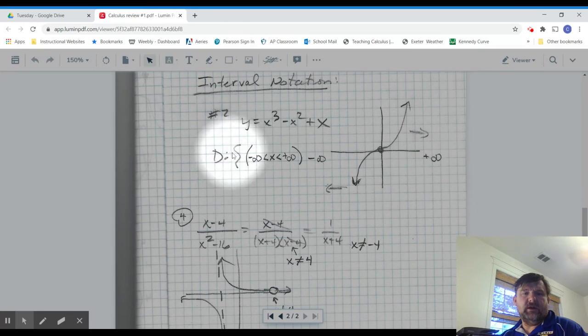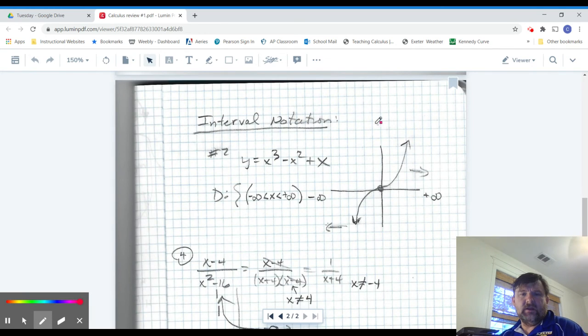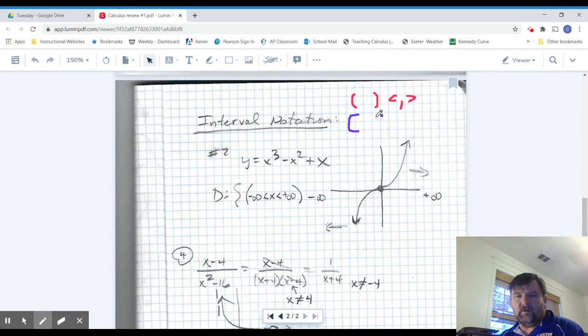That's for worksheet 1. The second half of worksheet 1 is interval notation, and we may need a little refresher course on interval notation. So don't forget, for interval notation, parentheses is your less than or greater than. And your brackets are less than or equal to or greater than or equal to. And you just got to make sure you keep track of those.